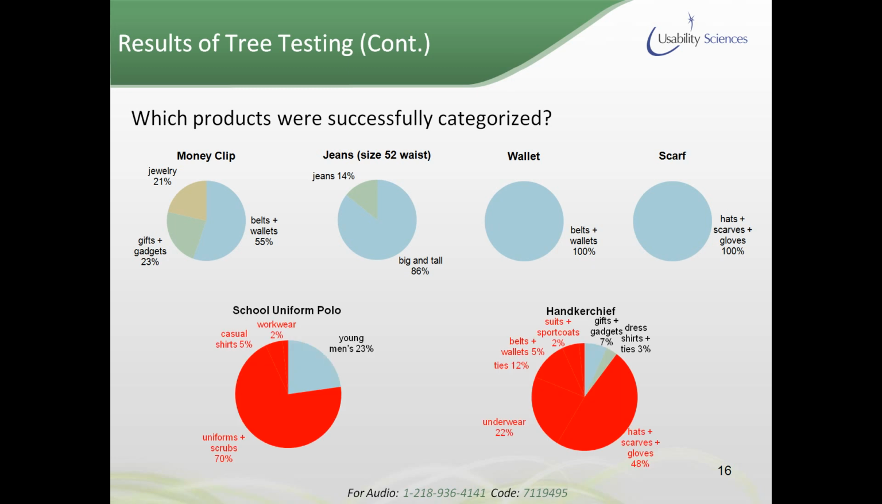Now, here are a few examples in which they were less successful. So we talked about handkerchiefs at 10%. You can see that 48% expected it to be in hats, scarves, and gloves, 22% in underwear, and so forth. Same for school uniform, polo, and actually very emphatically, 70% expected it to be in uniforms and scrubs, even though it's not there. We'll talk in a moment about what we discovered in the research that uncovered why they made this decision.